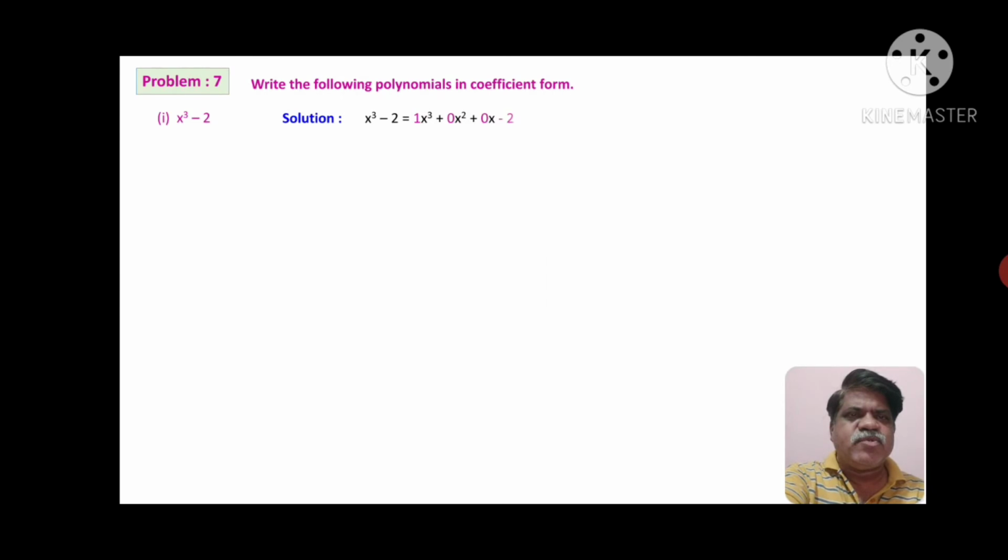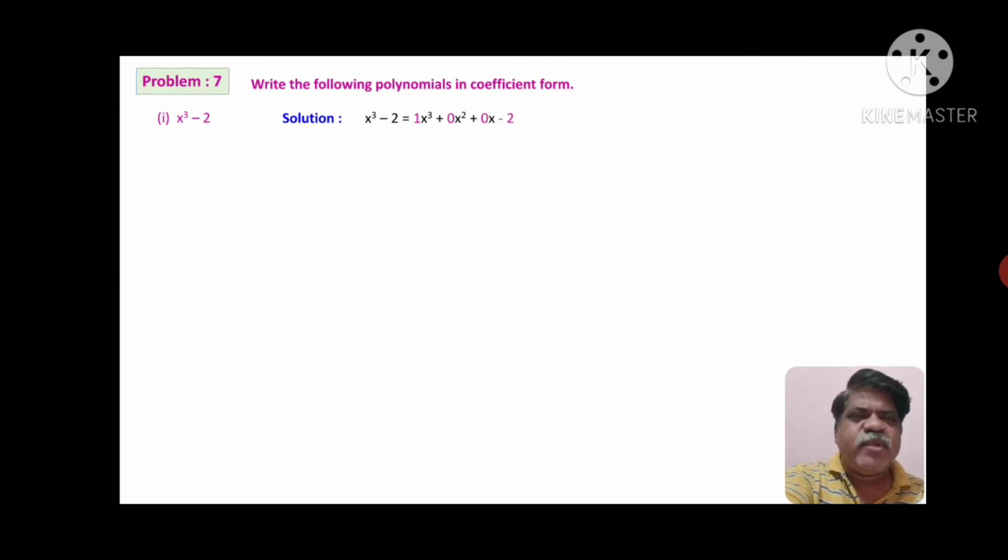Now let us see one more, problem number 7. Write the following polynomials in the coefficient form. x cube minus 2 is a polynomial. Here we can write x cube minus 2 in decreasing order of their indices.